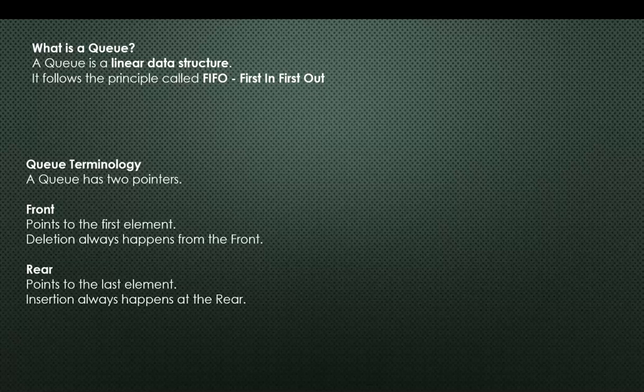There are two important terminologies that you have to remember while studying queue. One is the front and the other one is the rear. The front always points to the first element and rear always points to the last element. Insertion happens at the rear end and deletion happens at the front end. Look at the example. The queue contains elements 10, 20, 30 and 40. The front always points to 10 here and the rear always points to 40 here.